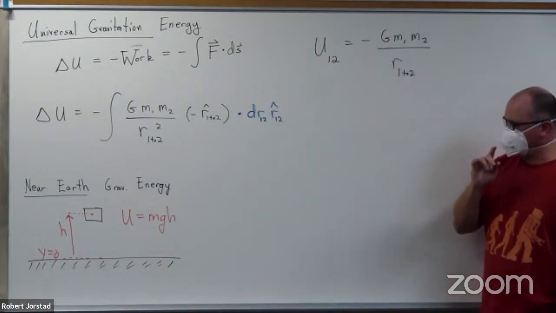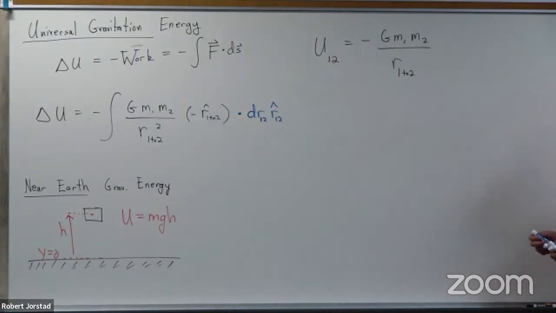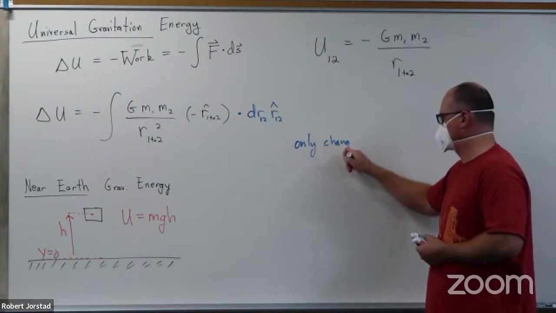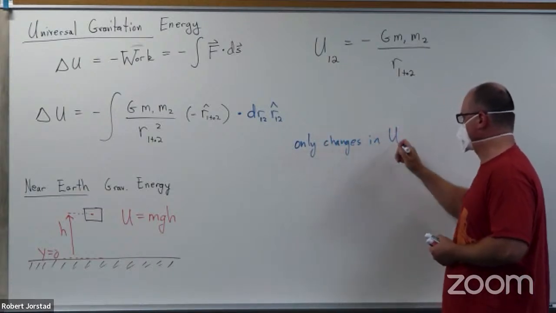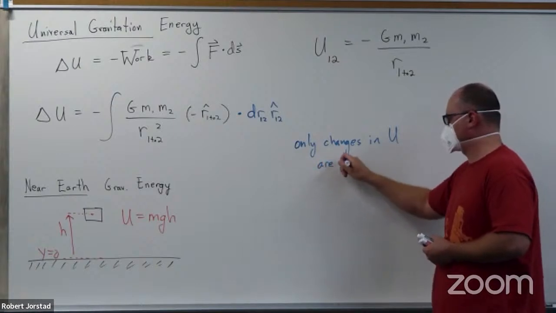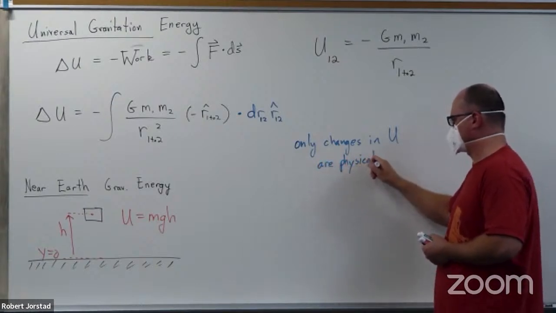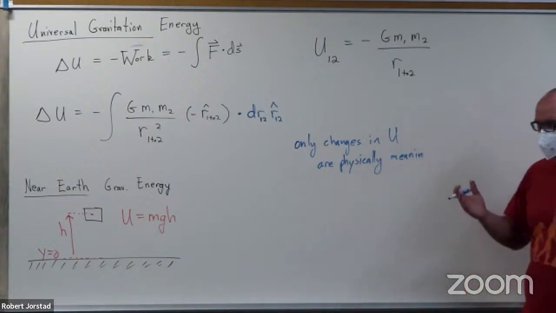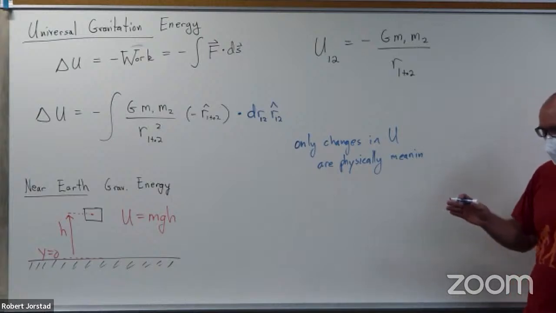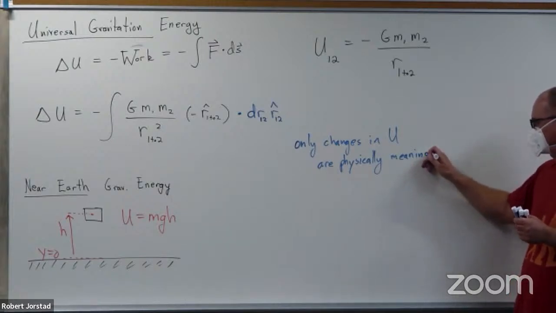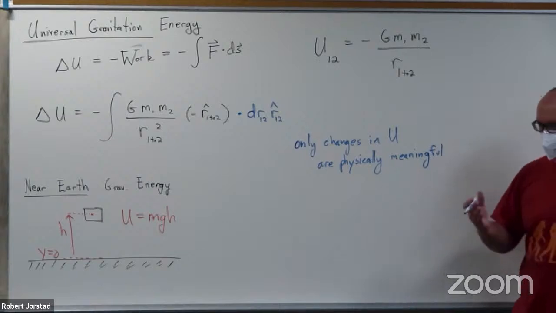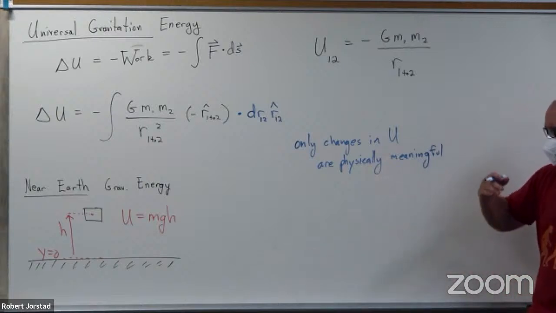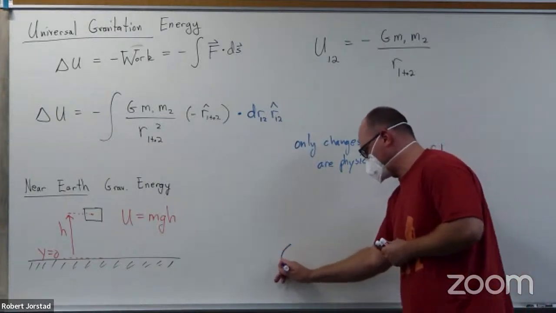Now, I also said something earlier in the semester, you probably forgot. Only changes in U are physically meaningful. So it turns out, talking about the energy at one point in space, it's totally fine if it's negative. What really matters is, in a problem, we're always comparing stage 1 to stage 2, and seeing how the energy changes. So let me give you an example here.